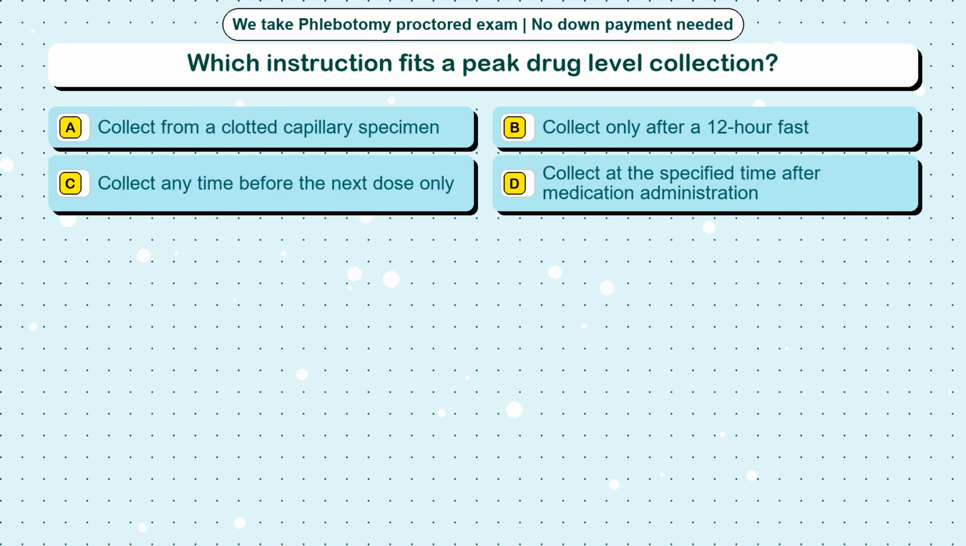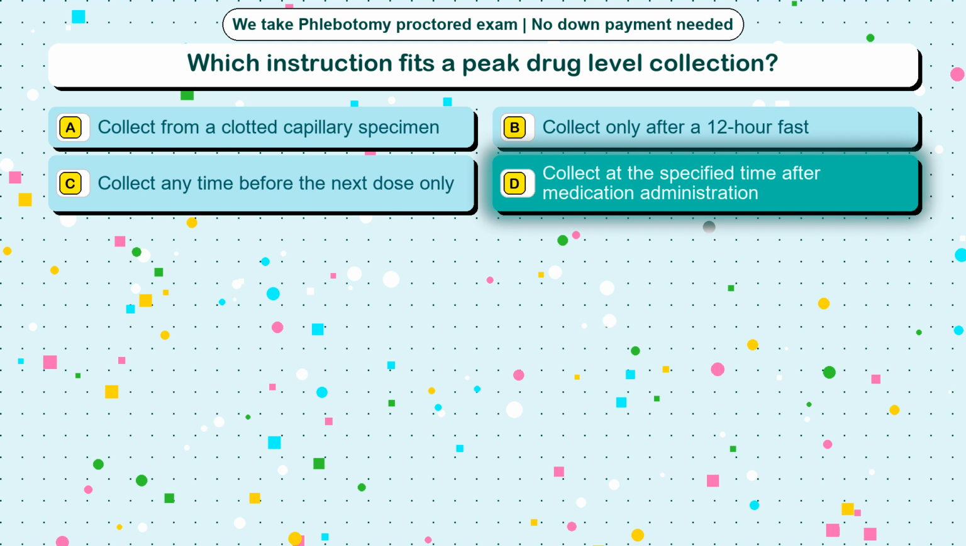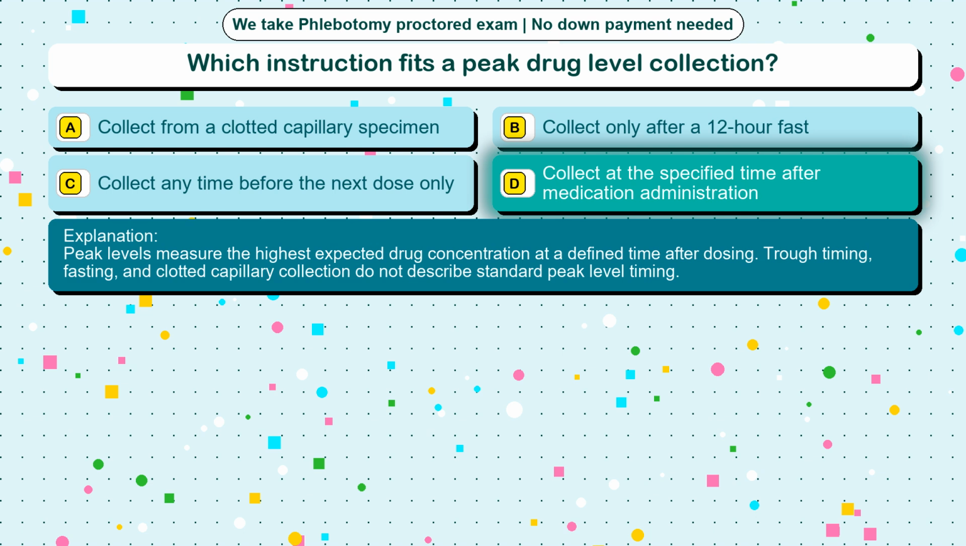Question 23. Which instruction fits a peak drug level collection? Option A, collect from a clotted capillary specimen. Option B, collect only after a 12-hour fast. Option C, collect any time before the next dose only. Option D, collect at the specified time after medication administration. The correct answer is option D, collect at the specified time after medication administration. Peak levels measure the highest expected drug concentration at a defined time after dosing. Trough timing, fasting, and clotted capillary collection do not describe standard peak level timing.